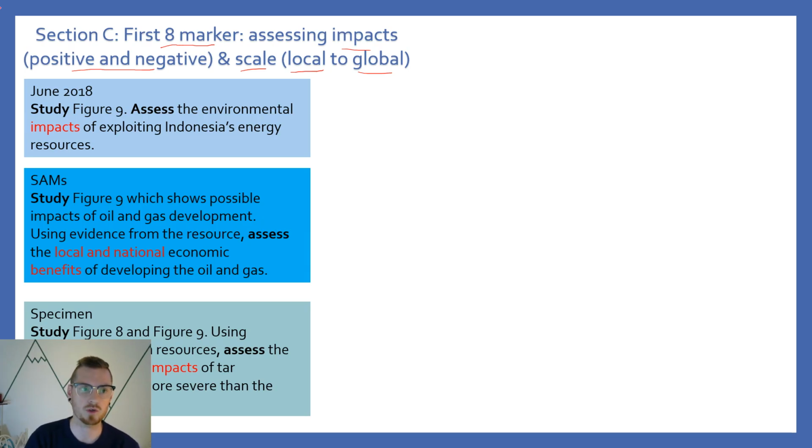Here's an example. June 2018, it was about assessing environmental impacts. The SAMS was about assessing local and national benefits of.